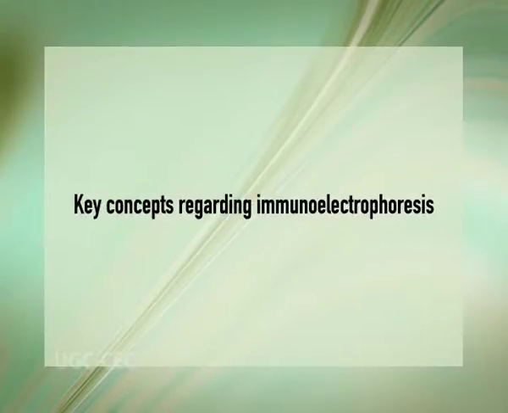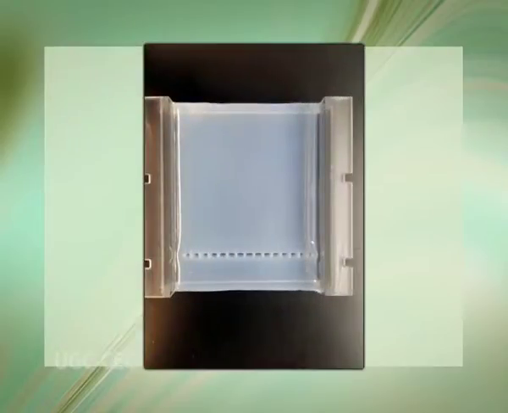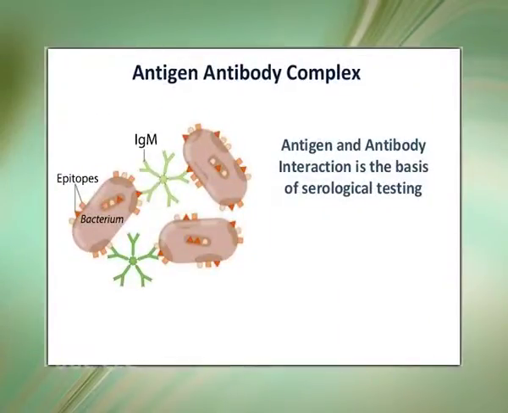Now, coming to the key concepts regarding immunoelectrophoresis. Number one, immunoelectrophoresis differs from blotting techniques because with immunoelectrophoresis, the entire procedure is conducted in an agarose gel and blotting is not necessary. Number two, these techniques are based on the concept that near equivalency antigen-antibody complex will precipitate and become trapped in the gel.